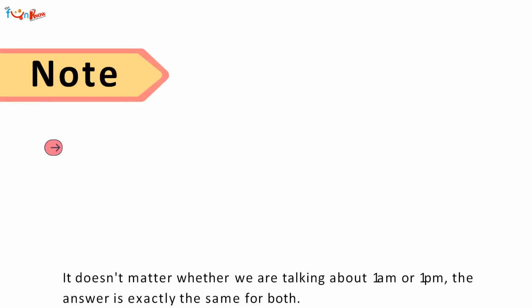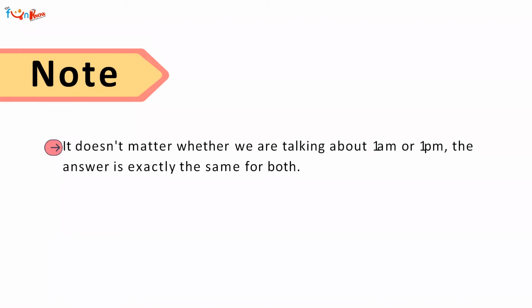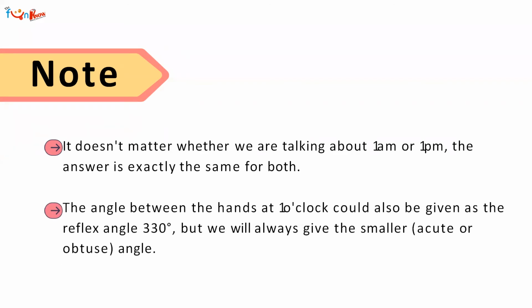Now, there are some more notes which you need to remember. It doesn't matter whether we are talking about 1 p.m. or 1 a.m. The answer is exactly the same because the clock is only 12 hours. The second fact you need to remember: the angle between the hands at 1 o'clock could be given as two answers. The reflex angle it will make is 330, while the acute angle would be only 30 degrees.